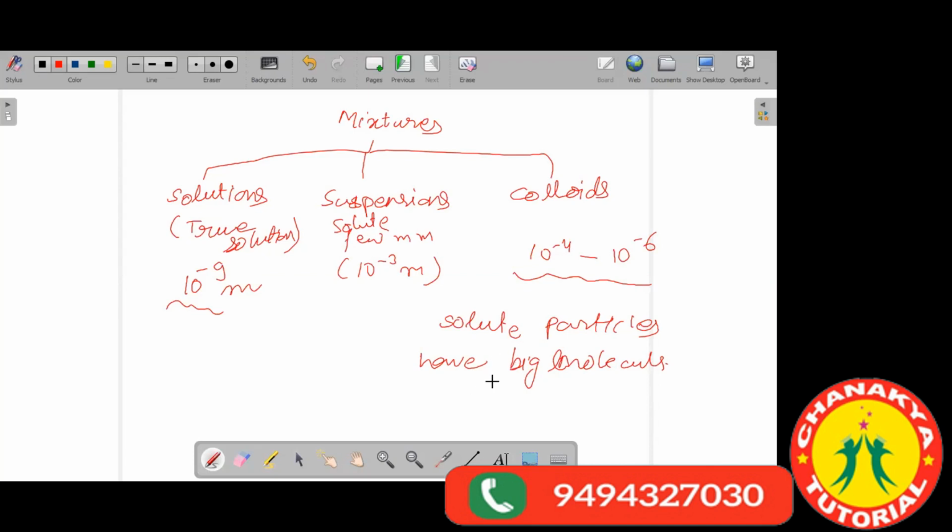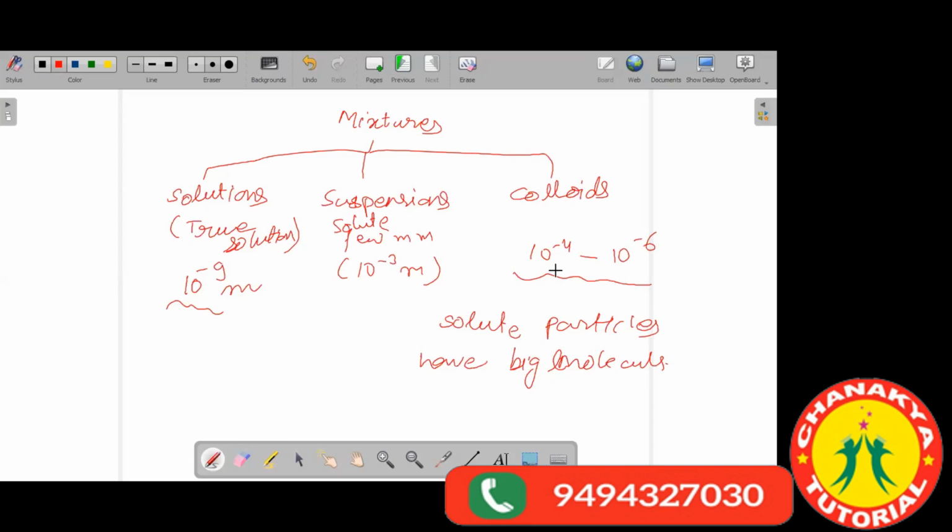In all colloidal solutions, the particle size will be bigger, between 10 to the power minus 4 and 10 to the power minus 6. So they will not be visible with the naked eye, but they are quite big. They can pass through the pores of the filter paper. But for suspensions, the size of the particles is quite big, and they cannot pass through the pores of the filter paper. And for solutions, yes, they can pass through.